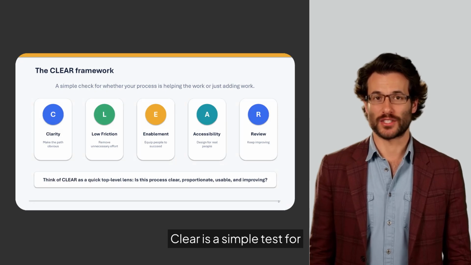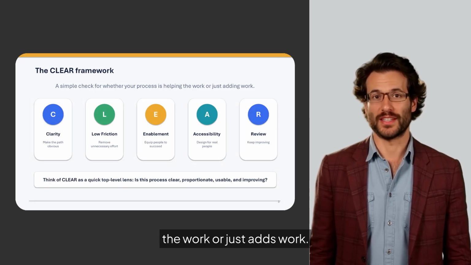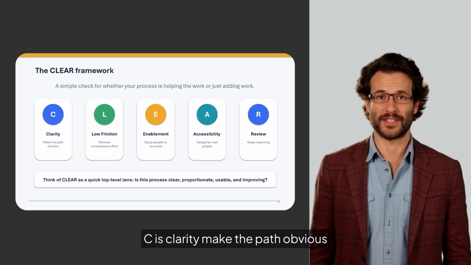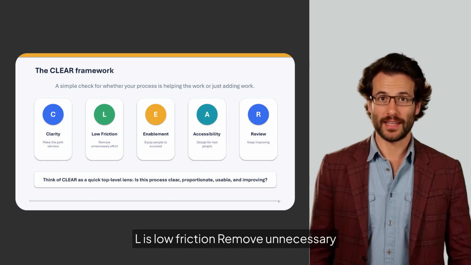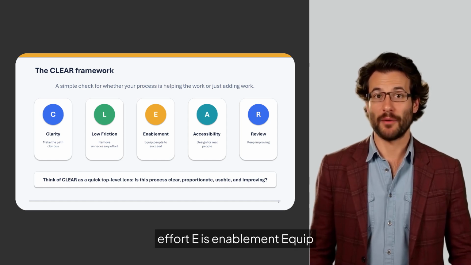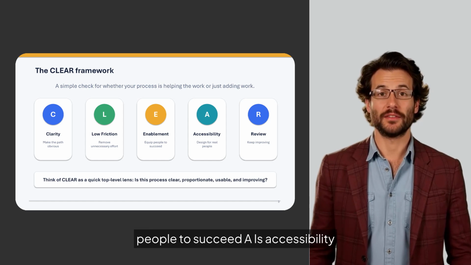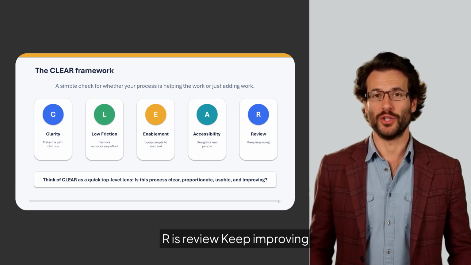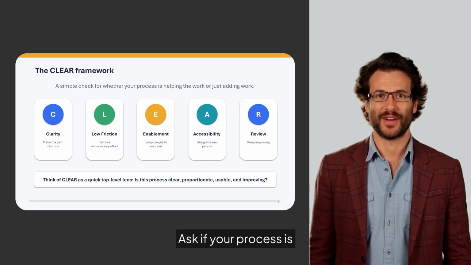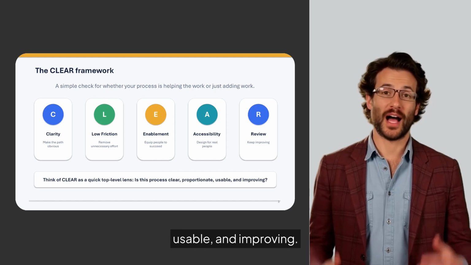CLEAR is a simple test for whether a process helps the work or just adds work. C is clarity, make the path obvious. L is low friction, remove unnecessary effort. E is enablement, equip people to succeed. A is accessibility, design for real people. R is review, keep improving. Ask if your process is clear, proportionate, usable, and improving.